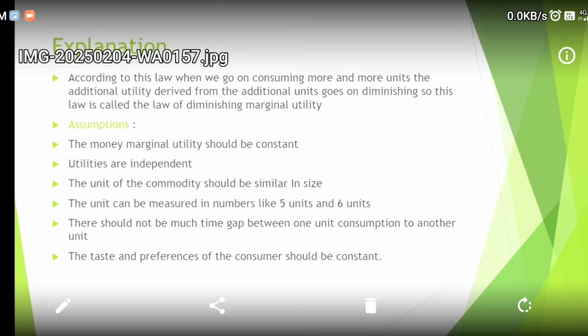The marginal utility of money should be constant. Utilities are independent. The units of the commodity should be similar in size. The utility can be measured in numbers like 5 utils, 6 utils. It depends upon the cardinal utility analysis. There should not be much time gap between one unit's consumption and another unit's consumption. The taste and preference of the consumer should be constant.